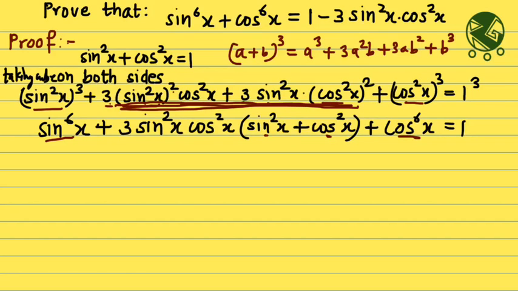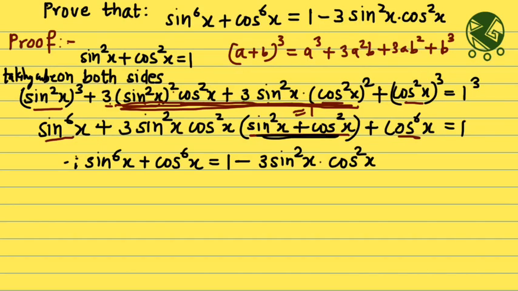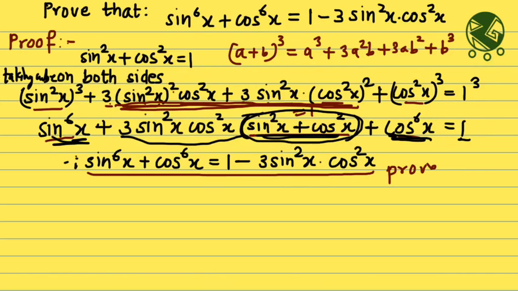Okay, now this is equal to 1, right? Sin square x plus cos square x is equal to 1. This term is equal to 1. So we have sin to the power 6x plus cos to the power 6x is 1, and we will send this term to the RHS, so it will be minus 3 sin square x cos square x. This bracket is already 1, we don't need to write that. Okay, so this is the proof we have already. I hope this was also a very easy one for us.